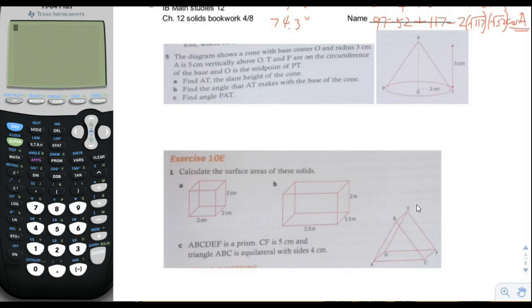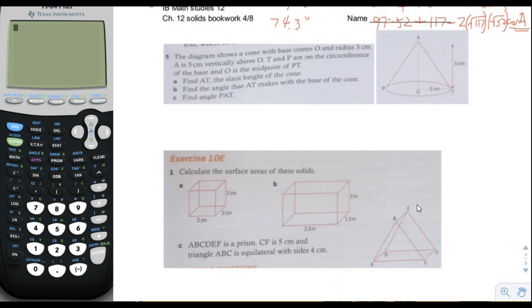Solids, page 4. The diagram shows a cone with base center O and radius 3. A is 5 centimeters vertically over O. T and P are on the circumference of the base, and O is the midpoint of PT. So that's a pretty good drawing of what I just read. It says to find AT, the slant height of the cone.